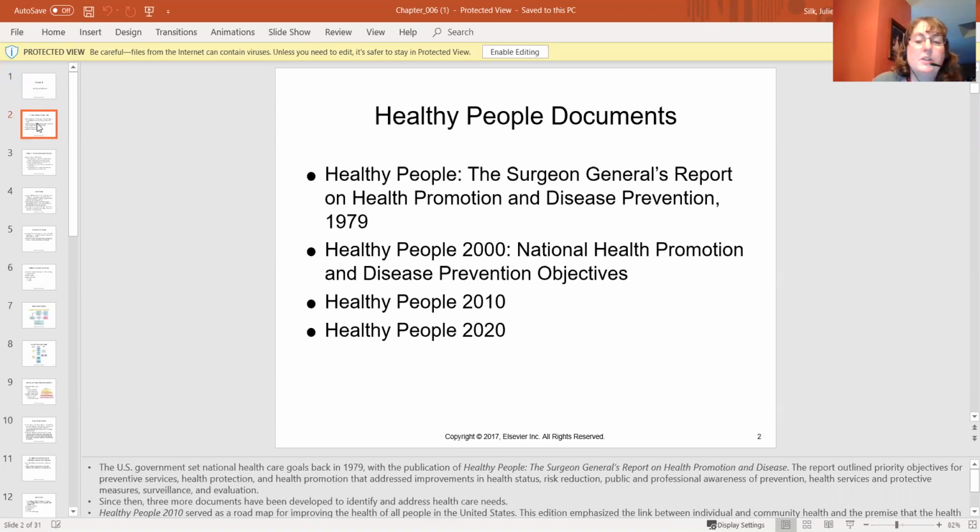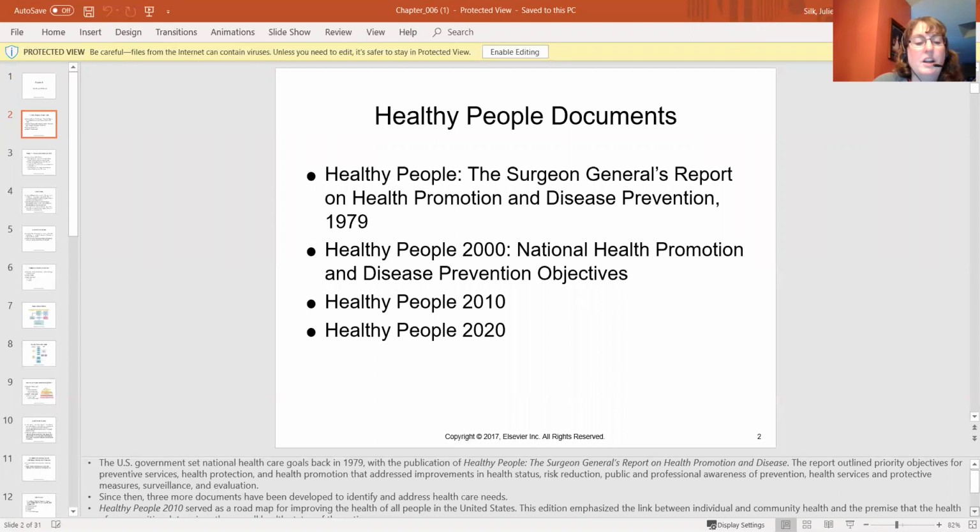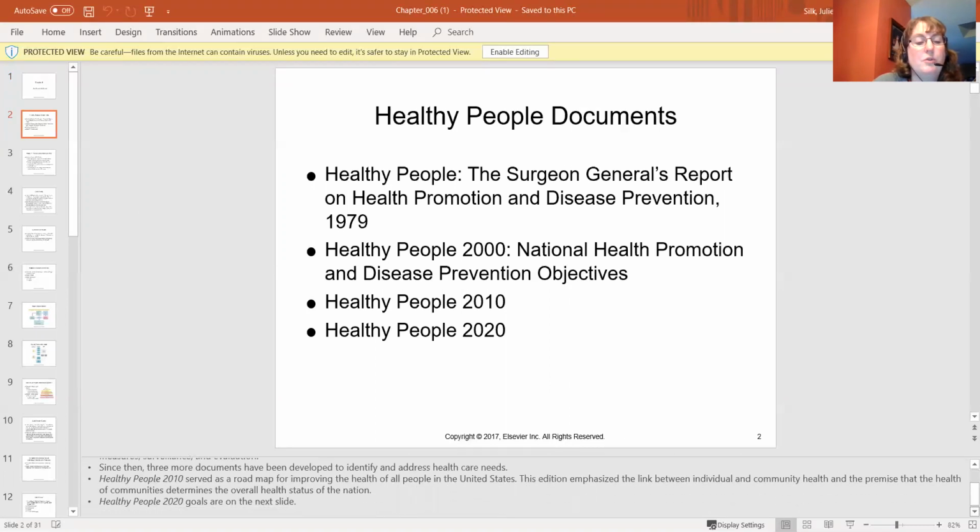The rest of this starts getting into a little bit about Healthy People 2020. Healthy People is a Surgeon General's report on health promotion and disease prevention. It comes out every so many years. Originally they did one in 2000 and they kept going from there. This serves as a roadmap for improving the health of all people in the United States. It looks at different areas where we need improvement.